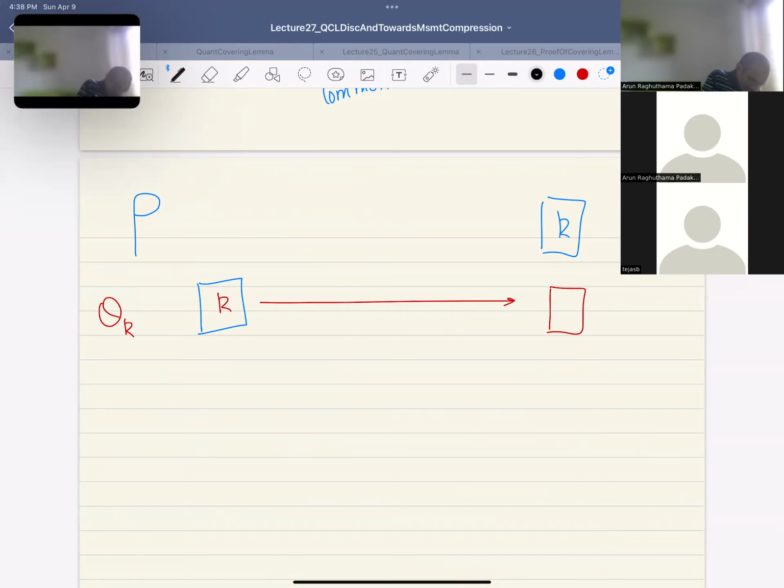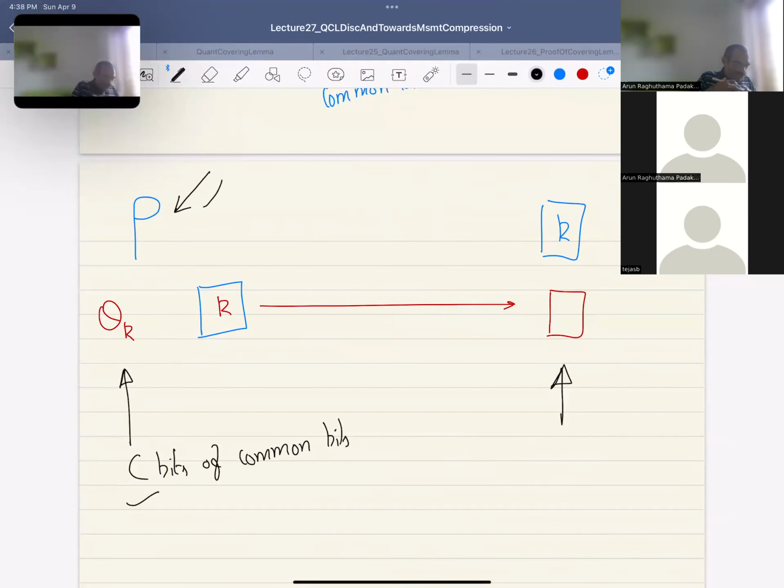Now, instead of doing this, I will give both of them some C bits of common randomness, common bits that are flipped randomly. And I will give rho. With the C bits of randomness and rho, Alice will do something. I don't know what. And she will get out a classical register and a post-measurement quantum state. So she will get theta k, tensor some alpha k, with some distribution R of k.